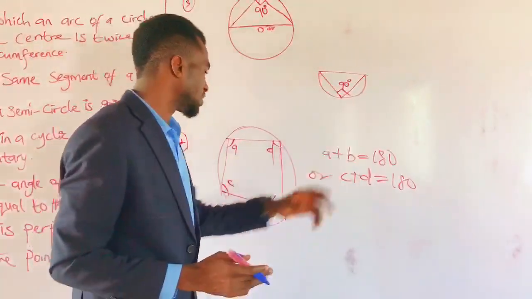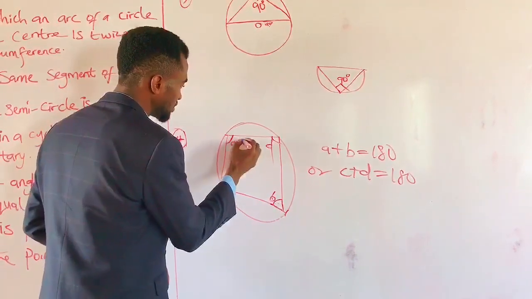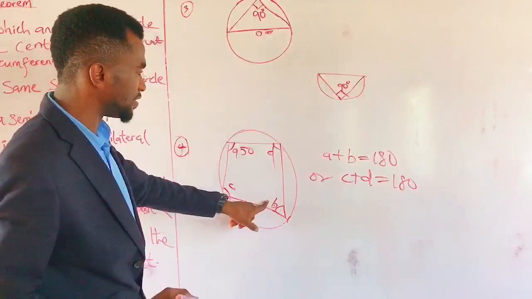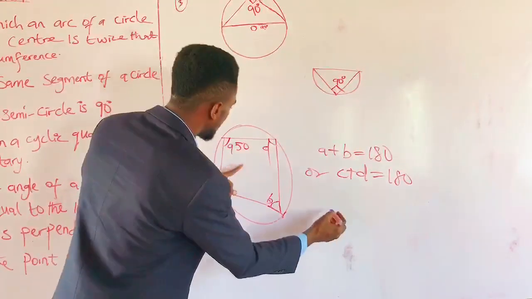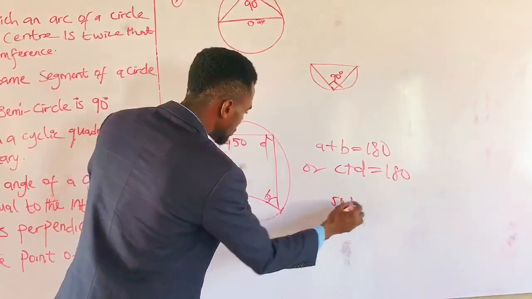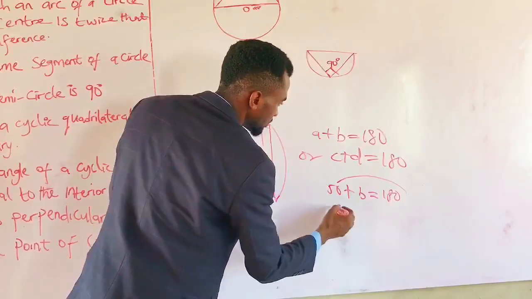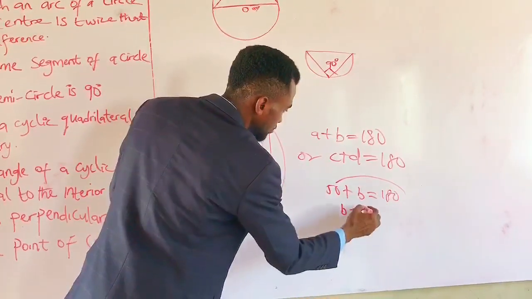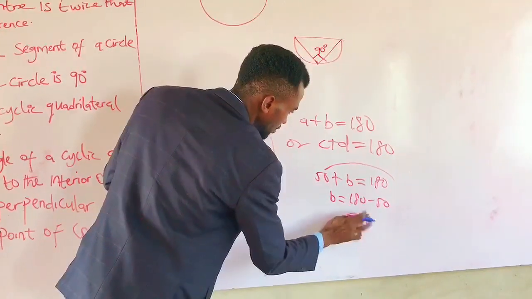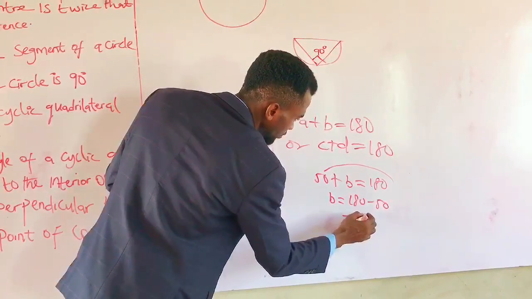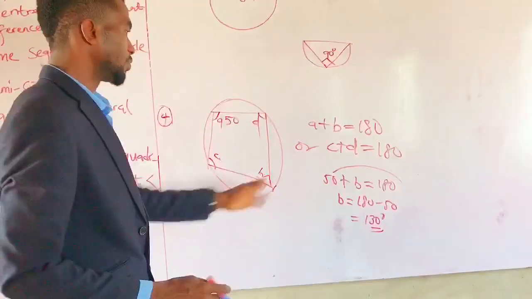The essence of this rule is that they may give you the value of one of the angles. Let's say they tell you that A is 50 and ask you to find B. You apply the theory that opposite angles in a cyclic quadrilateral are supplementary. A is 50 plus B, which you don't know, is equal to 180. You can easily find B by collecting like terms: B is equal to 180 minus 50, which is equal to 130. So this is how the rules work.